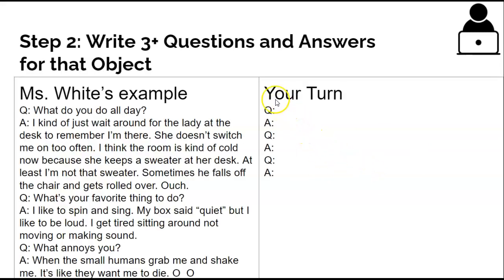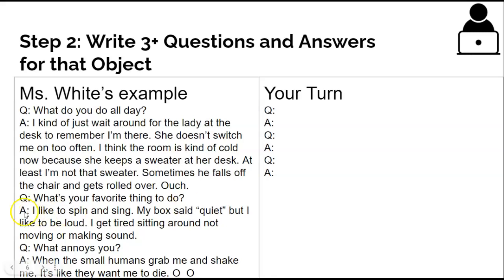Then this is the part where you get to be creative. You are going to write 3 or more questions and answers for that object, like if you're pretending you're interviewing that object. So here's my example. What do you do all day? And the answer is coming from my desk fan. I kind of just wait around for the lady at the desk to remember I'm there. She doesn't switch me on too often. I think the room is kind of cold now because she keeps a sweater at her desk. At least I'm not that sweater. Sometimes he falls off the chair and gets rolled over.